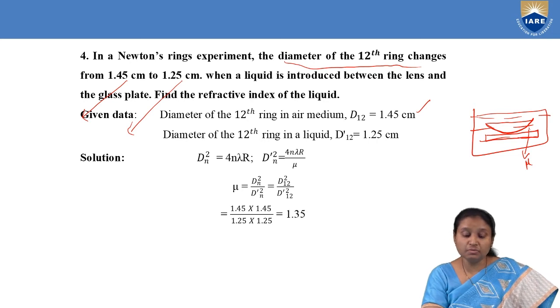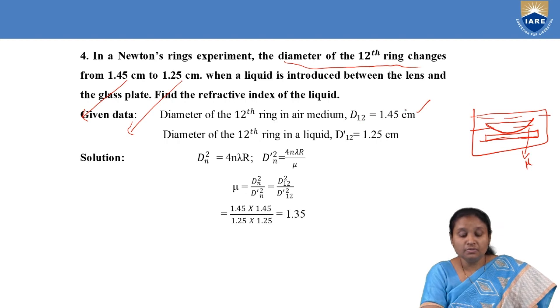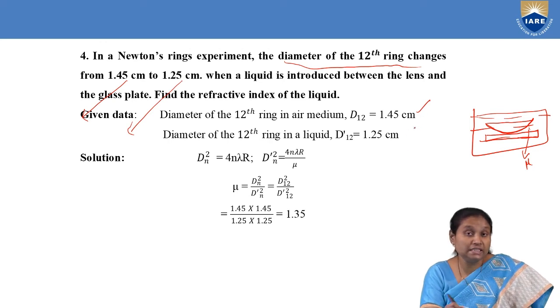In order to show the difference between the diameters of those two rings in different mediums, this air film diameter I am writing as D12, which is 1.45 centimeter, and the diameter of the 12th ring when there is liquid film, I will take as D dash. And what is its value? 1.25 centimeter. Here you will observe that there is a decrease in the diameter of the same order dark ring.